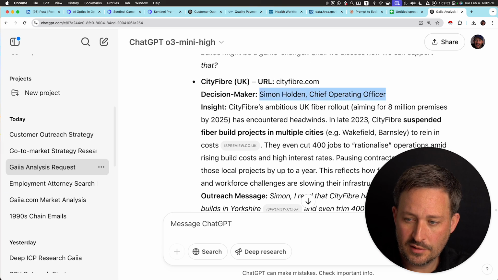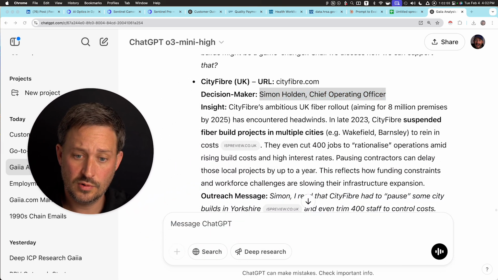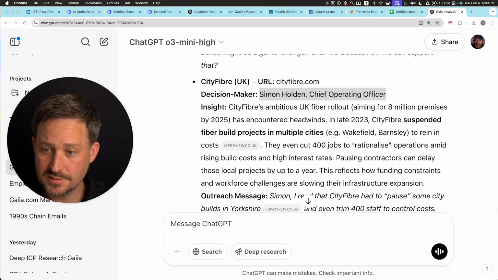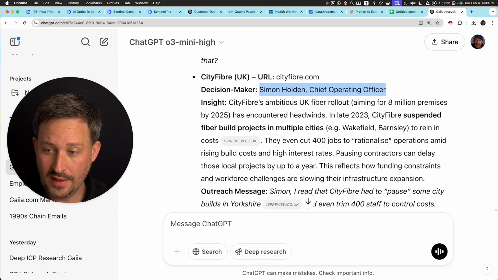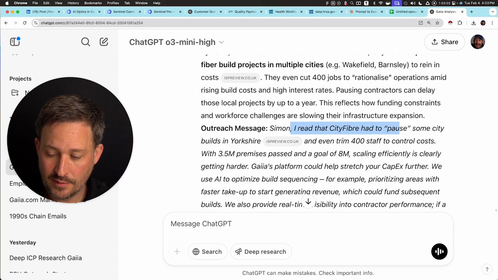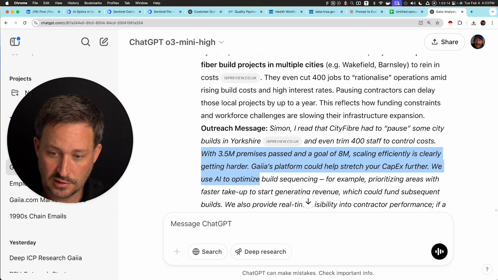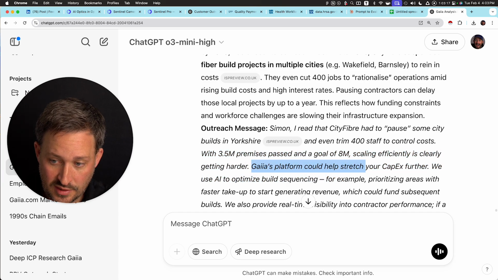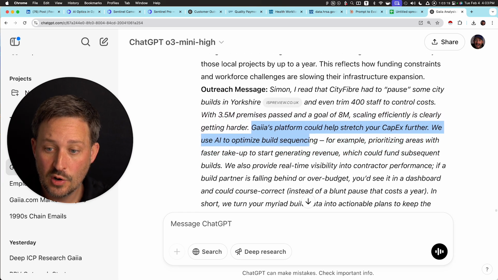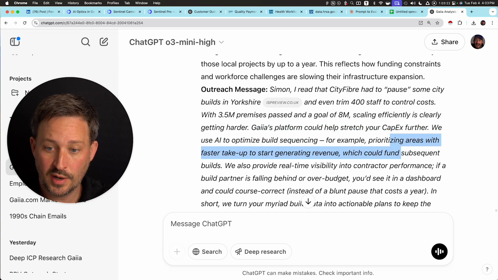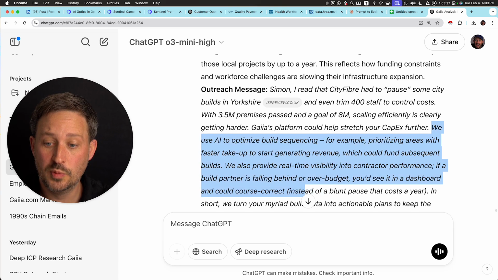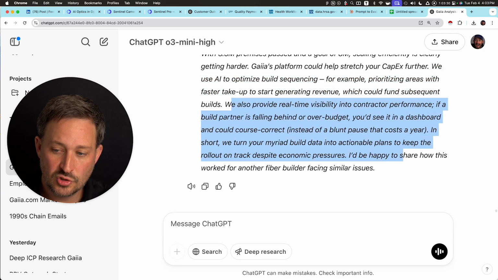Okay, so we found the decision maker. This is for a company that sells into ISPs, internet service providers. So they know they have some insight here. And I read City Fiber had to pause some city builds and even trim 400 staff to control cost, right? Wow. With 3.5 million premises passed and a goal of 8 million, it's clearly getting harder. And then it pitched the thing. It's like, here we could stretch your CapEx further. We use this to optimize build sequencing, for example, prioritizing areas with faster take-up to start generating revenue, which could fund subsequent builds. Super relevant value prop.